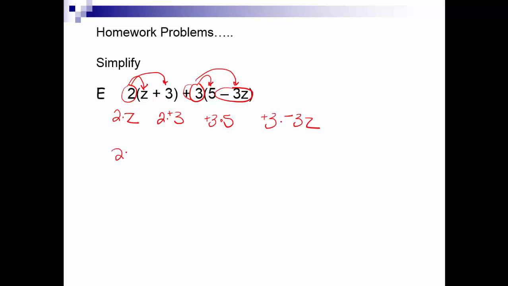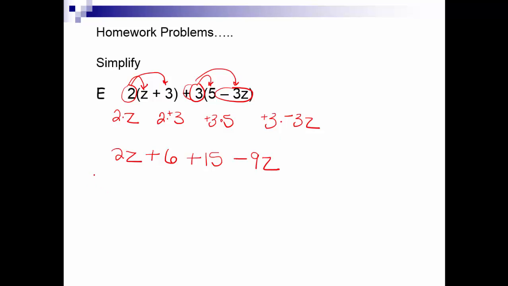2 times z is 2z. 2 times positive 3, that's a positive 6, so I'll put a big plus 6. 3 times 5 is 15. Positive times a positive is a positive, so I'll put a big plus 15. Positive times a negative is a negative. 3 times 3 is 9, and I can't lose my z.